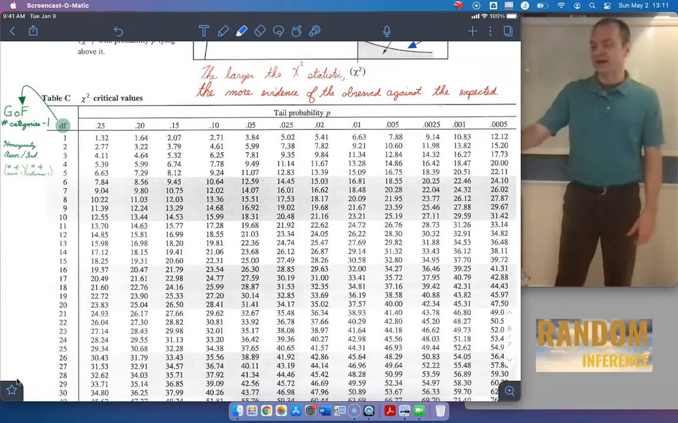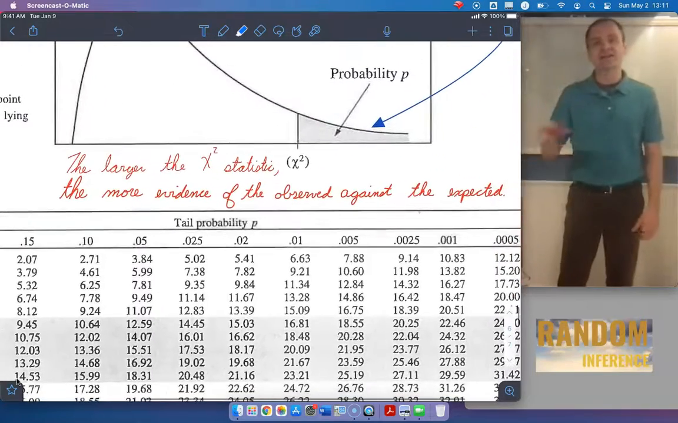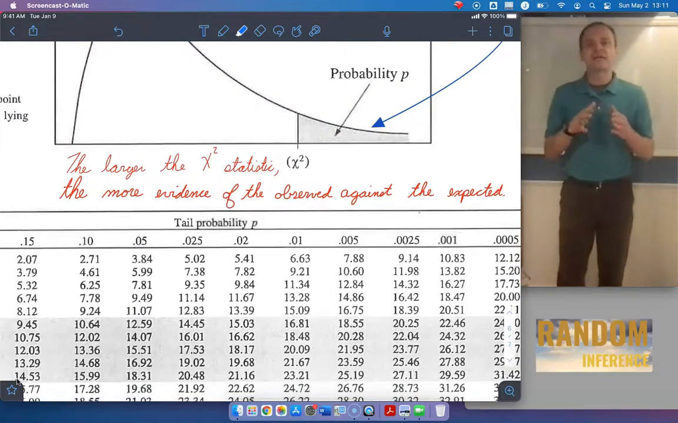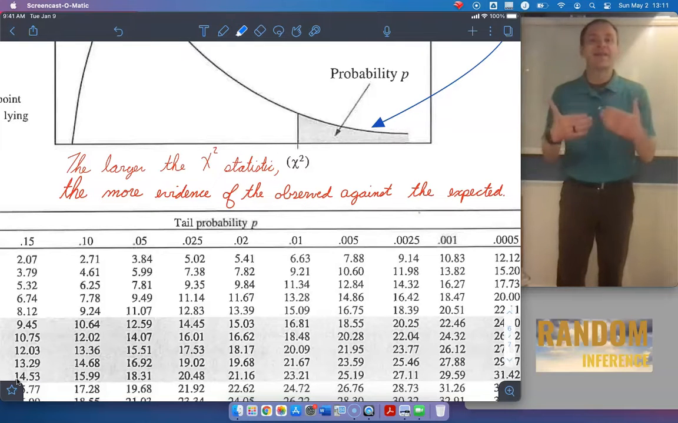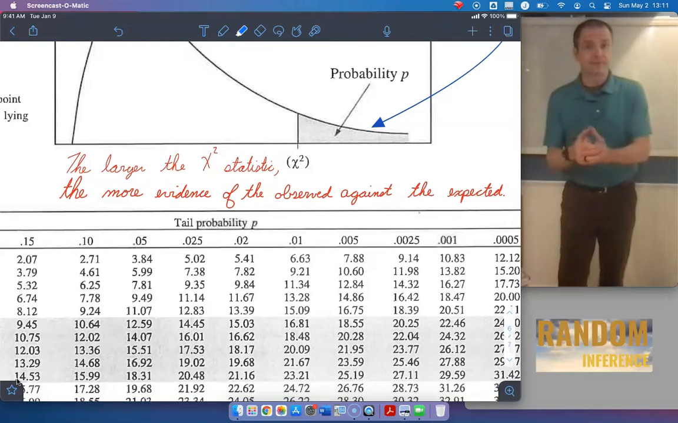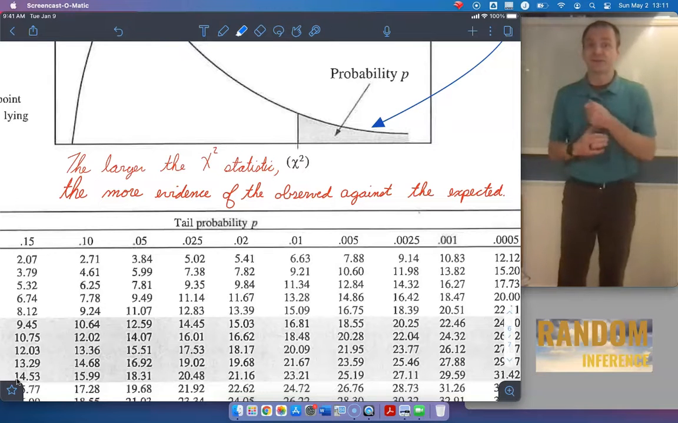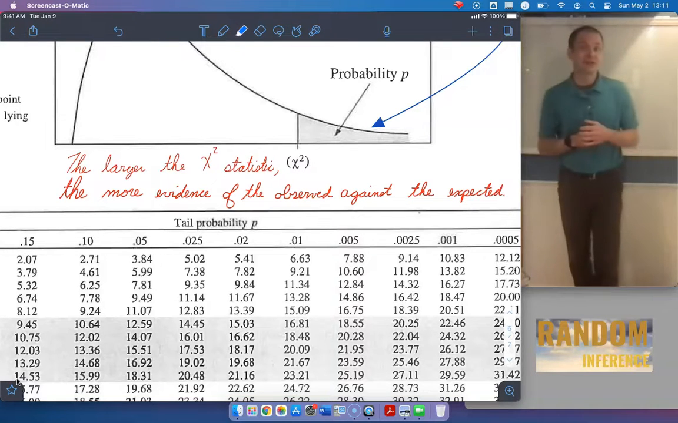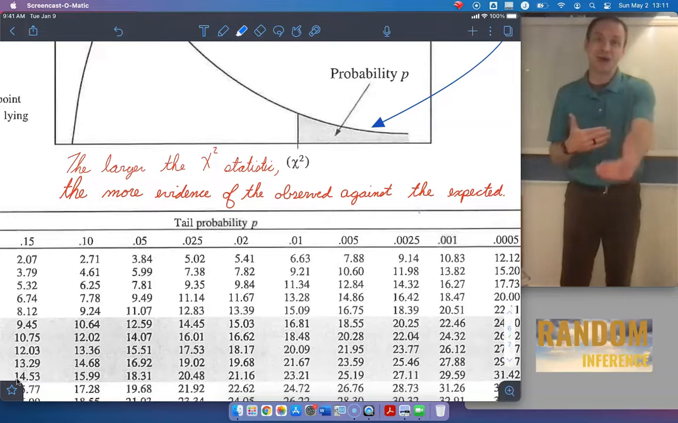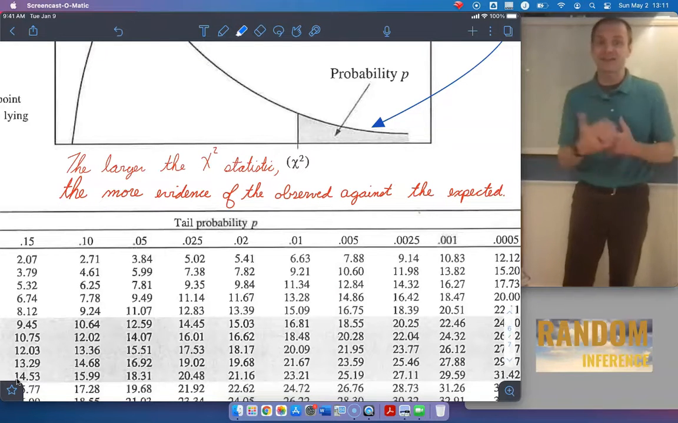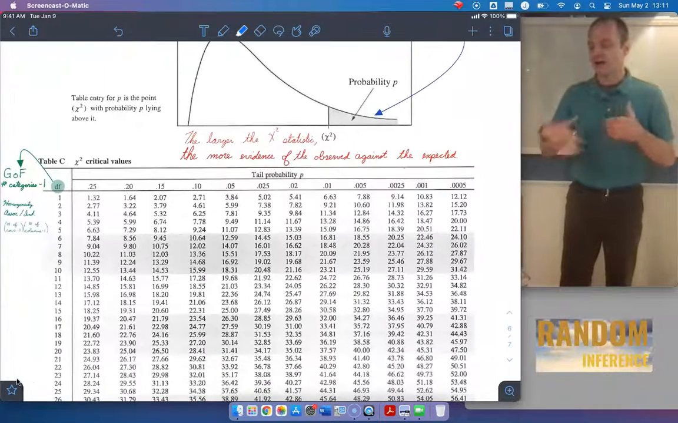One other thing to keep in mind is the larger the chi-squared statistic, the more evidence of the observed against the expected. Because remember, the formula for chi-squared is observed minus expected. So the larger the chi-squared statistic, the more evidence of the observed alternative hypothesis against the expected null hypothesis. Do you see how I phrase that? The larger the chi-squared statistic, the more evidence of the alternative hypothesis against the null hypothesis, dealing with how we state significance tests. So our chi-squared, not too much there.